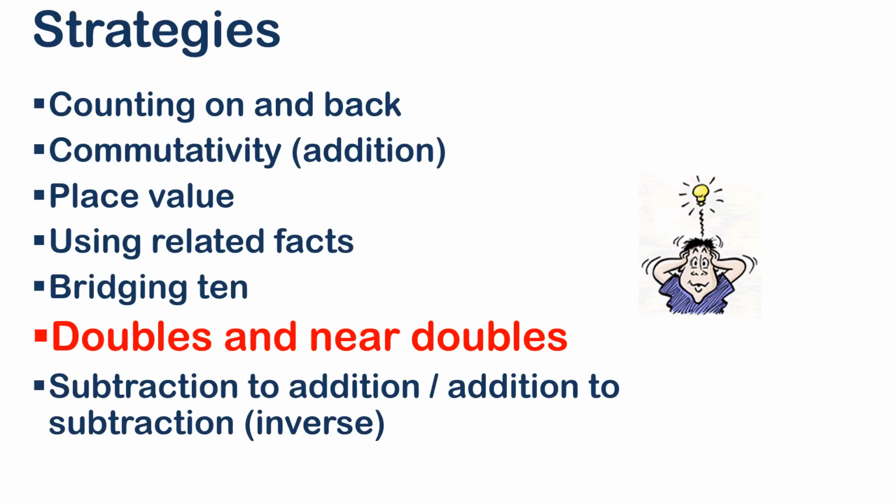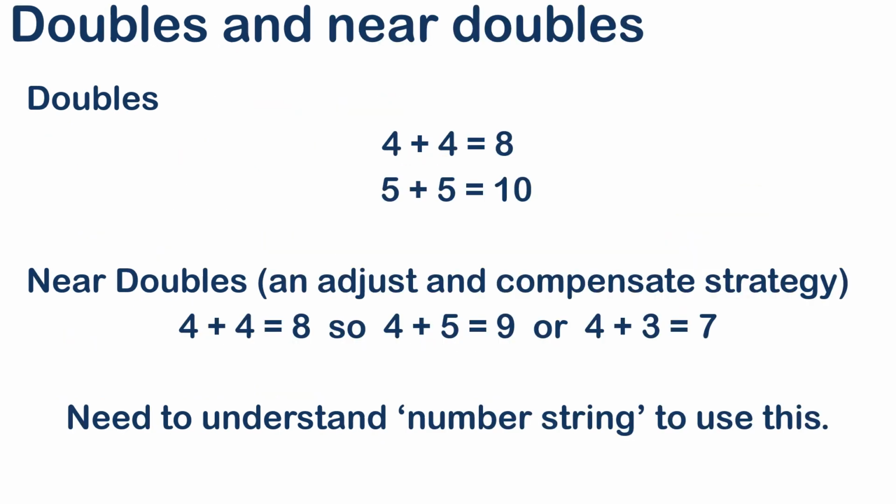Our next strategy is doubles and near doubles, and you might have heard me refer to that in an earlier slide. So doubles and near doubles, we again teach the students to become familiar with these concepts through multiple opportunities of concrete manipulation of concrete aids. So when we've got things such as 4 plus 4 equals 8 and 5 plus 5 equals 10, we know that we call them doubles, and we can adjust and compensate.